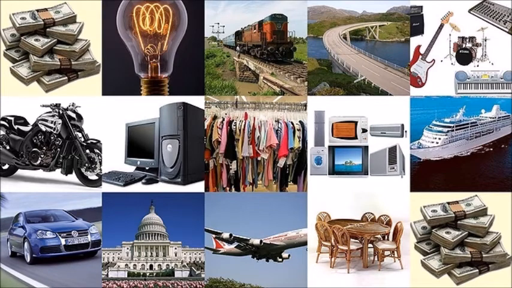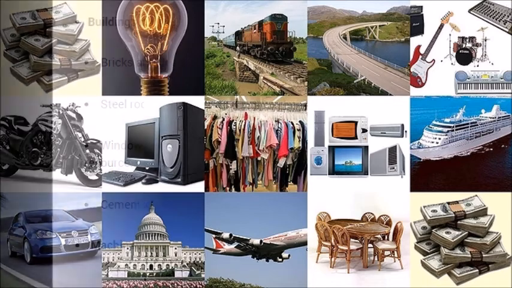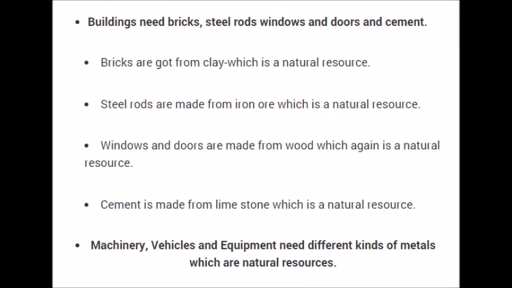Buildings, roads, vehicles, machinery and equipment. These resources which are very useful to man are made by man using natural resources. Machinery, vehicles and equipment need different kinds of metals which are natural resources.